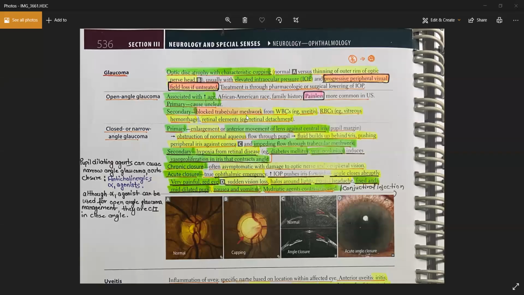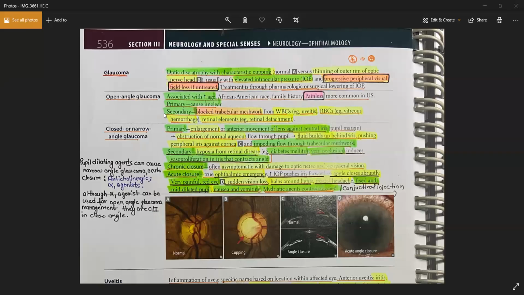This trabecular meshwork could be blocked by uveitis, which means the WBCs. In any case of vitreous hemorrhage, if the blood vessel got ruptured, the RBCs can block this meshwork. Sometimes, due to any trauma, if my retinal detachment occurs, I will get the retinal elements blocking the trabecular meshwork, and that can cause open angle glaucoma.